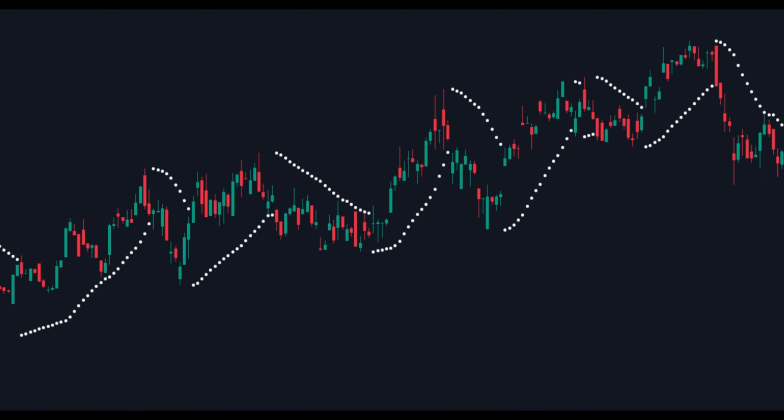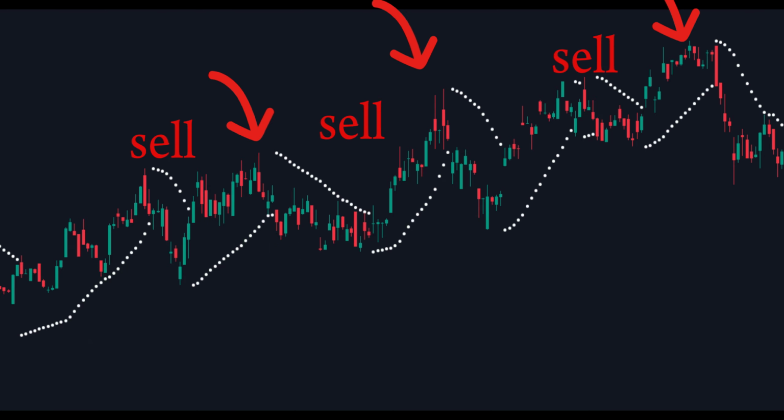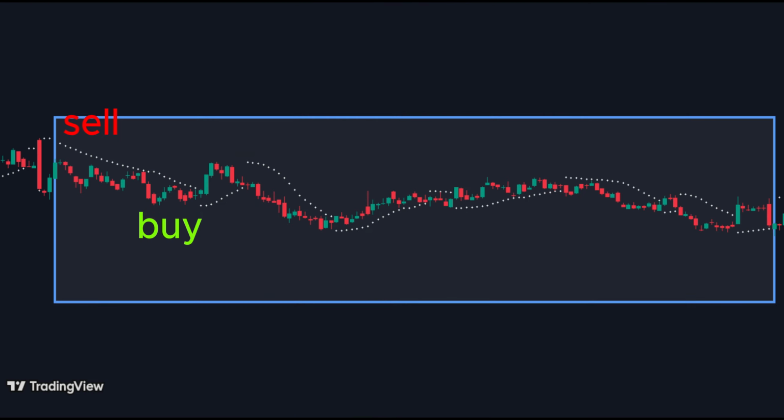A common approach to trading the Parabolic SAR is to go long when the dots are below the candles and go short when they are above. However, relying on this method alone tends to produce a low win rate, as the indicator can generate false signals, especially in choppy or sideways markets.